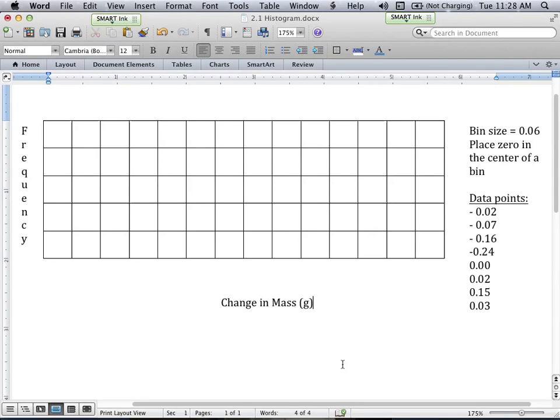So here's a quick review on how to do a histogram, and this is with a bin size that we've never used before. I'm going to show you the universal rule for figuring out how to set up your axes. First, I've labeled my axes already. The y-axis is always frequency. The x-axis is whatever your data is showing. In this case, it's change in mass, because this is an experiment 2.4 graph, but it might be different depending on what your data table says.